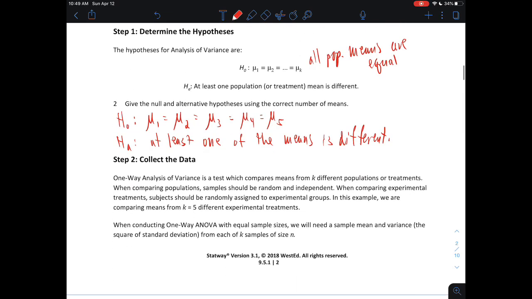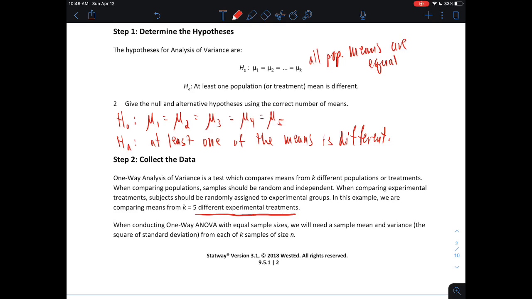So step 2, collect the data. One-way analysis of variance is a test which compares means from k different populations or treatments. When comparing populations, samples should be random and independent. When comparing experimental treatments, subjects should be randomly assigned to experimental groups. In this example, we are comparing means from k equal 5 different experimental treatments. Those are the 5 columns we have above, so in this case, k is equal to 5.